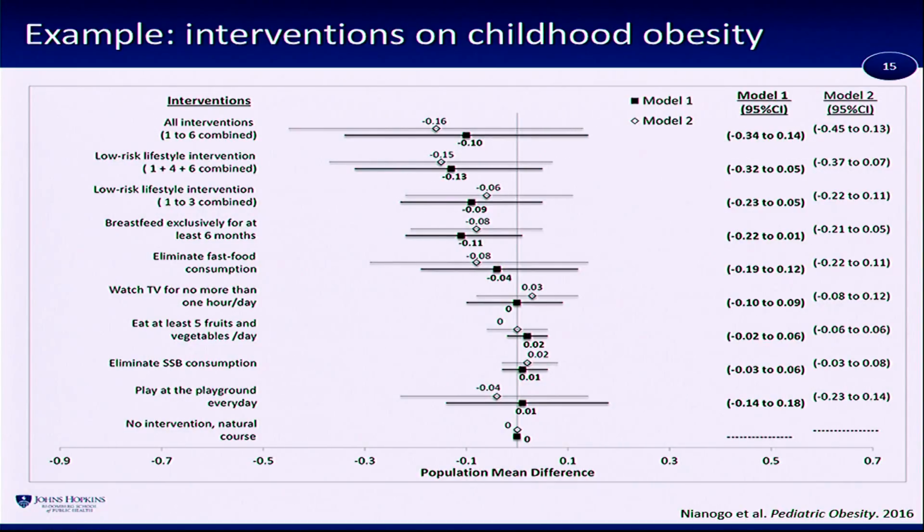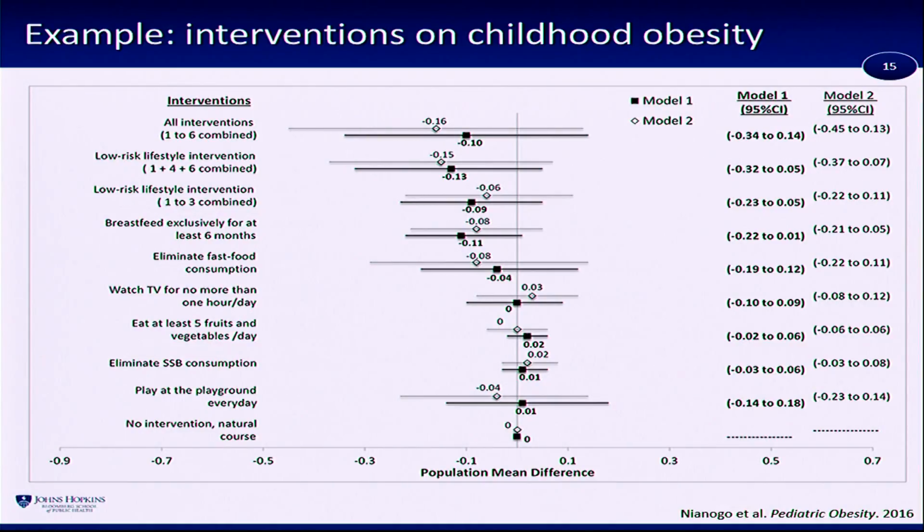They looked at things like fast food consumption, eating fruits and vegetables, eliminating sugar-sweetened beverages, playing at the playground every day, and breastfeeding exclusively for 6 months was the one that really seemed to have the most impact. Even combining all of these different interventions at the same time didn't increase the benefit much over this intervention of hypothetically making all the women breastfeed for 6 months. Now, making everyone breastfeed for 6 months is not a very realistic intervention, if you are familiar with that.